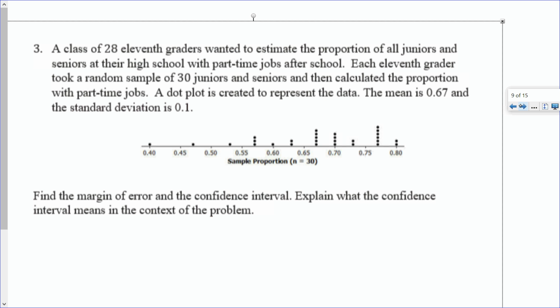A class of 28 11th graders wanted to estimate the proportion of all juniors and seniors at their high school with part-time jobs after school. Each 11th grader took a random sample of 30 juniors and seniors and then calculated the proportion with part-time jobs. A dot plot is created. The mean is 0.67. The standard deviation is 0.1. Find the margin of error and the confidence interval. Explain what the confidence interval means in the context of the problem.